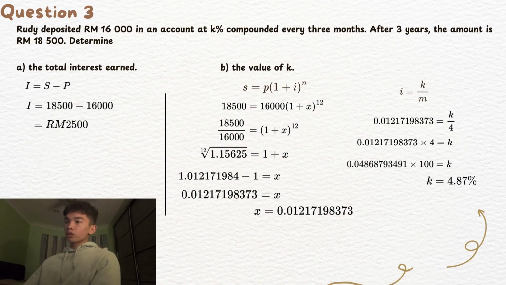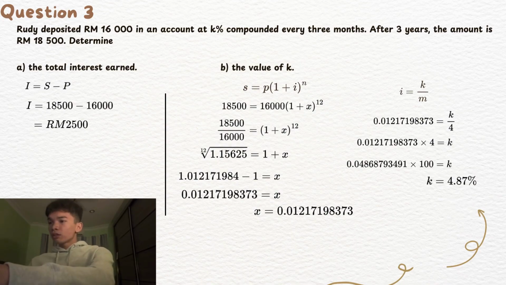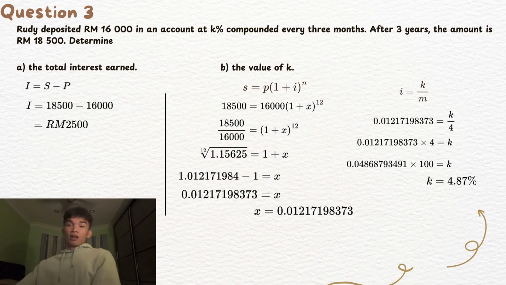To find the annual nominal rate K, we multiply i by 4 because the interest is compounded 4 times a year. So K is 0.012171984 times 4, which equals 0.0486879349. Finally, we convert this to a percentage by multiplying by 100. So K is about 4.87%. So that's all for question number 3 from me.